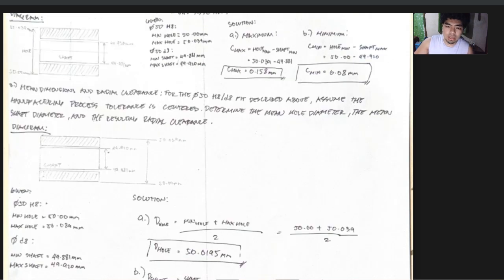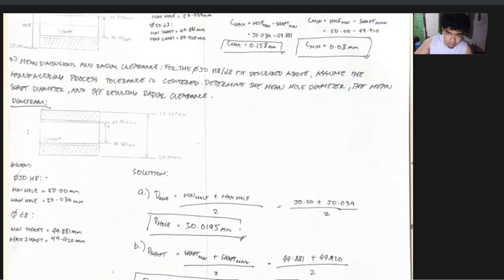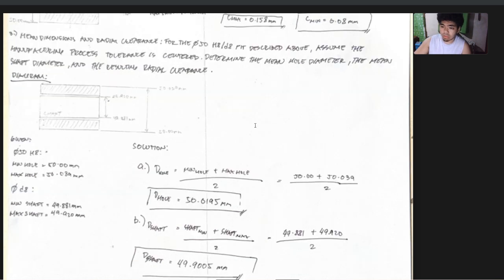Next, number 3, mean dimensions and radial clearance. For the diameter 50 H8 D8 fit described above, assume the manufacturing process tolerance is centered. Determine the mean hole diameter, the mean shaft diameter, and the resulting radial clearance. For the diagram, it is the same as above, the given is the same. So let's go straight to the solution.